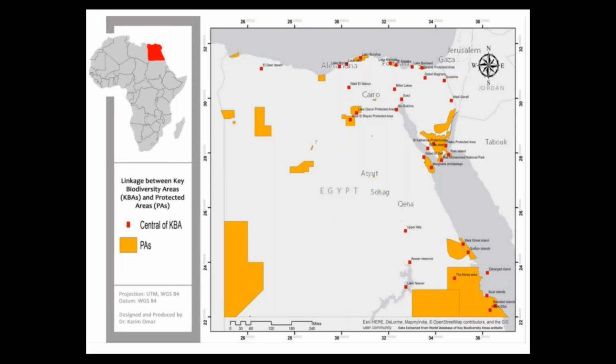To determine the effectiveness of protected areas in conservation of biodiversity in Egypt, we overlapped the centers of key biodiversity areas that have been declared in Egypt on a map containing the protected area borders. We found that most of the declared key biodiversity areas did not overlap with protected areas. There is an urgent need to modify the borders of protected areas to include these key biodiversity areas. Next slide.